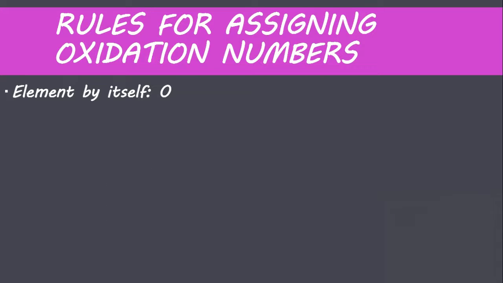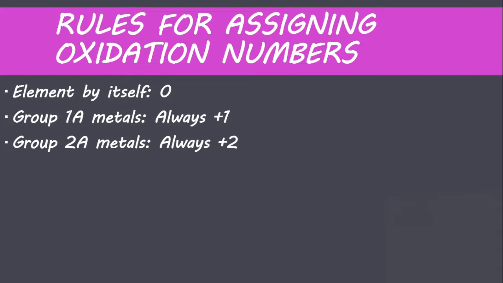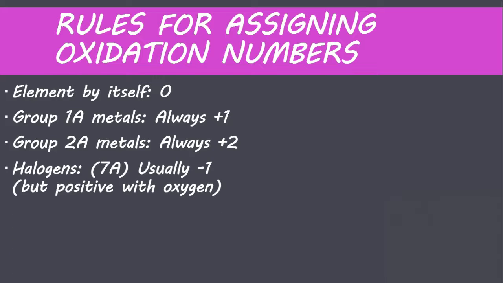1, any element all by itself is just 0, and that includes diatomic elements. 2, group 1A metals will always have a +1 charge. Now notice that says metals. 1A means we're looking at the periodic table. Okay. 2A, so these are our alkaline earth metals, those are always a 2+ or +2. Halogens in group 7A are usually a -1. So it's not an always rule, it's a usually rule. But they tend to be positive when they're with an oxygen.